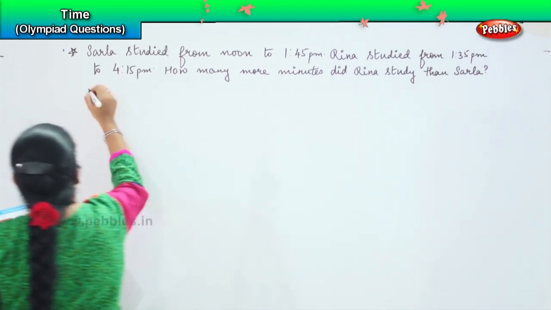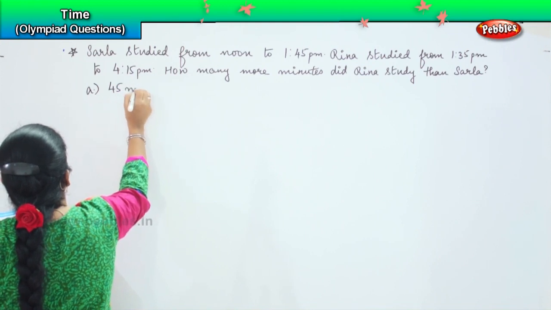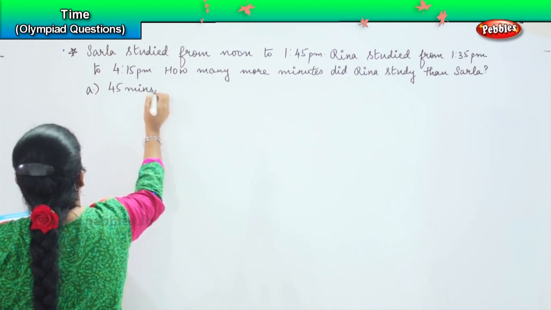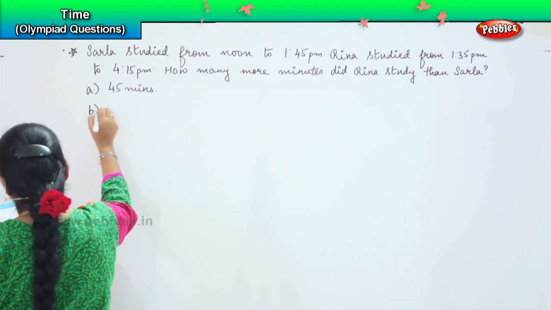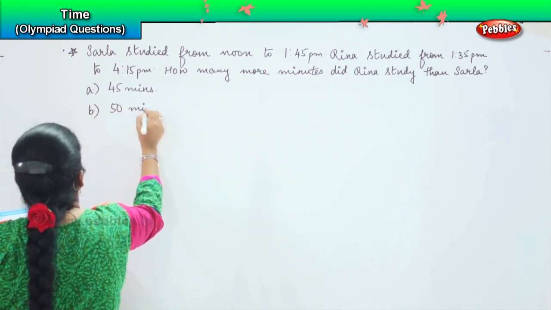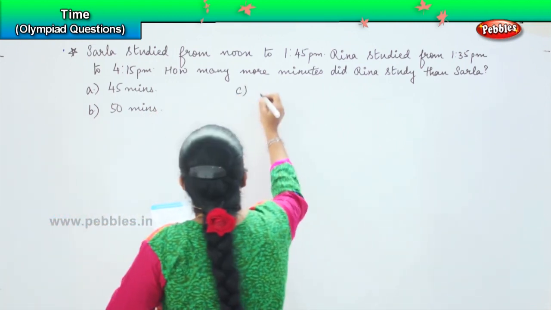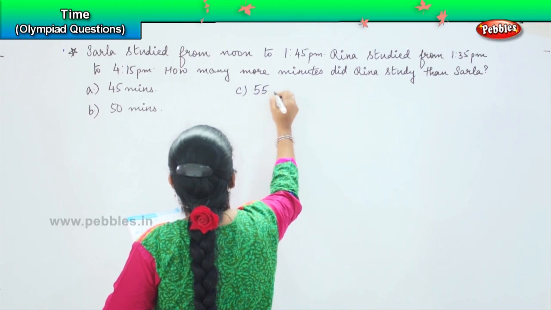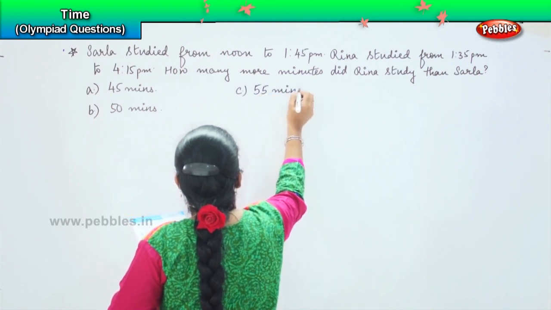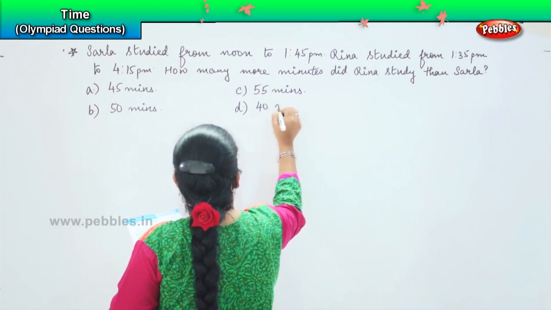Okay. And your options are A, 45 minutes. Option B, 50 minutes. Option C, 55 minutes. And option D, 40 minutes.